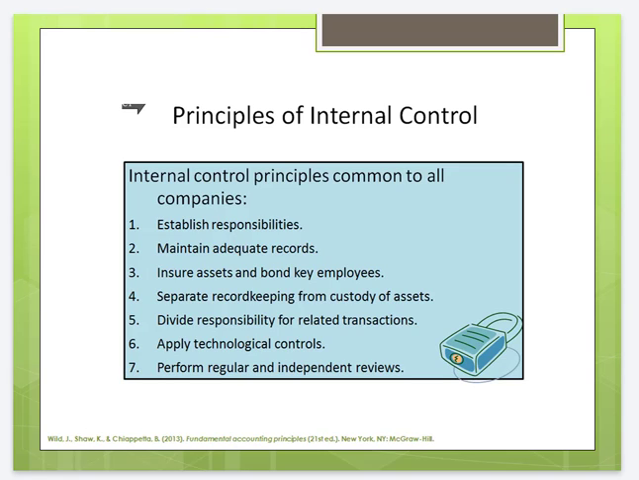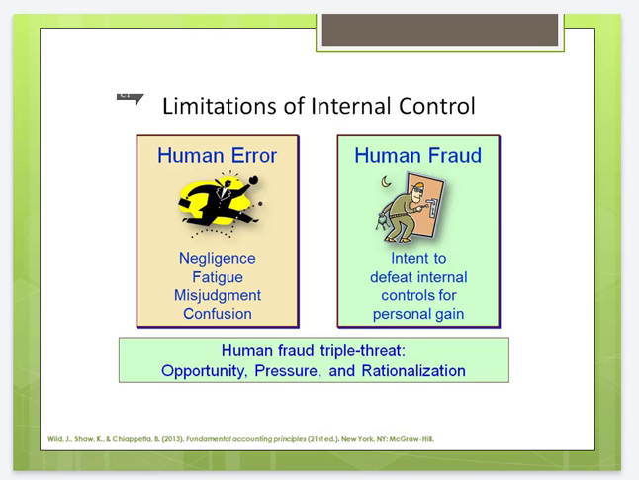And then, of course, it's very important to do regular and independent reviews. We often call this the monitoring function. We want to not only establish controls, but we also need to monitor and assess them and make sure that they're functioning as they should be. Okay. Now, let's talk about some limitations of internal control, because we know that even with solid internal controls, fraud can still occur. First and foremost, humans make mistakes.